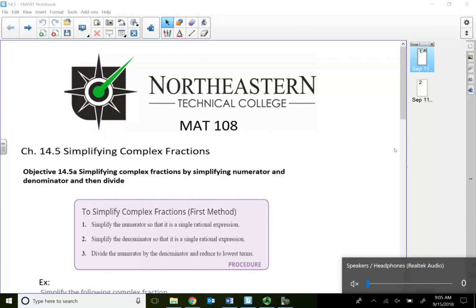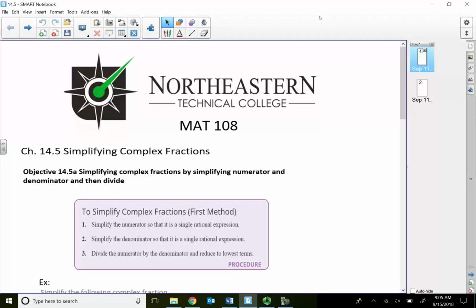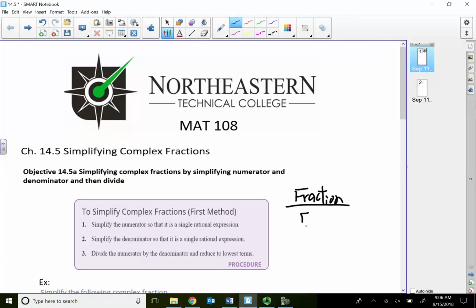A complex expression, or complex fraction, is simply a fraction over another fraction. That's what a complex fraction means. Now, there are two methods of simplifying complex fractions. In this lecture video, I'm going to show you how to simplify complex fractions by simplifying the numerator and the denominator and then dividing.